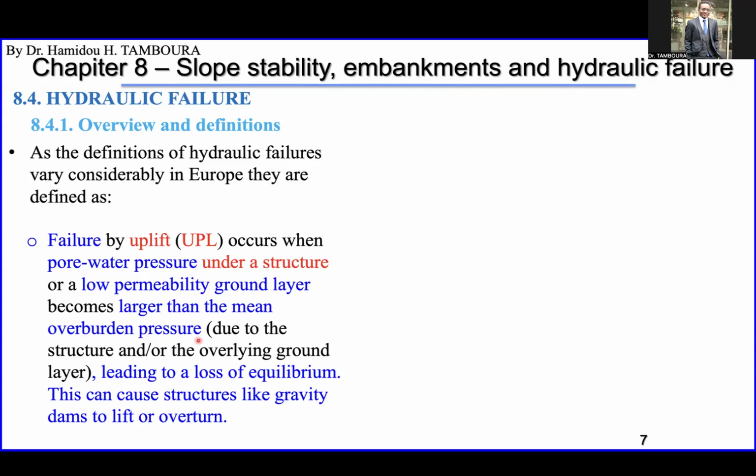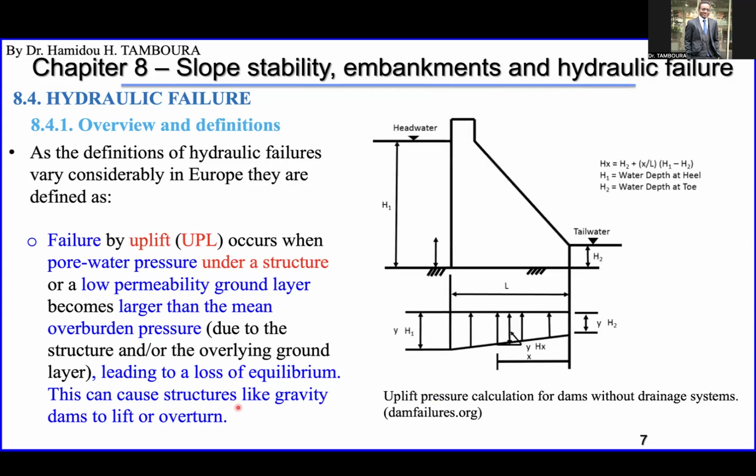It's very simple. It means the pressure of water under the dam is higher than the weight of the dam itself. Technically, this is the meaning. So it leads to loss of equilibrium, and this can cause structures like gravity dams to lift or overturn. It can destroy the dam completely, okay. So I will explain in detail what this means.